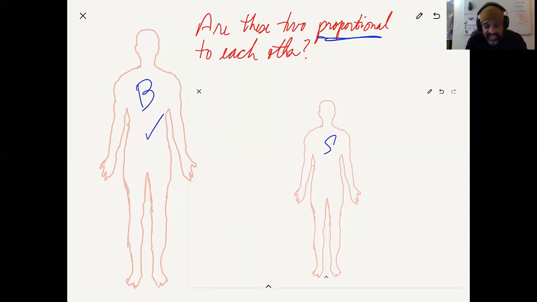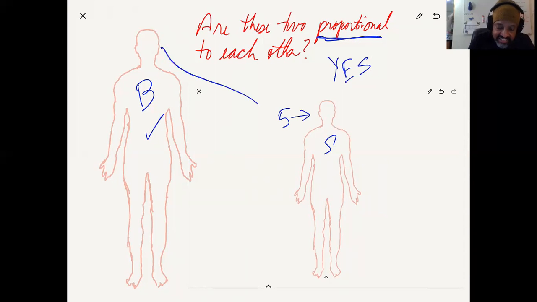I shrunk his whole body. So basically these guys are the same guy, I just shrunk it down. So these guys are proportional, right? And again, I don't know what the scale factor is, but I could find a number, let's say it's 5, and if I multiply the size of this guy's head, I could get this guy.